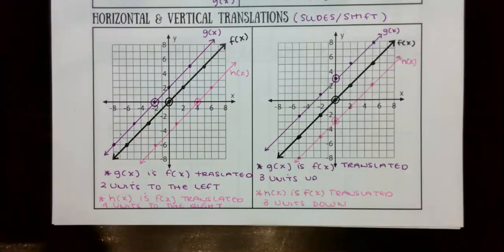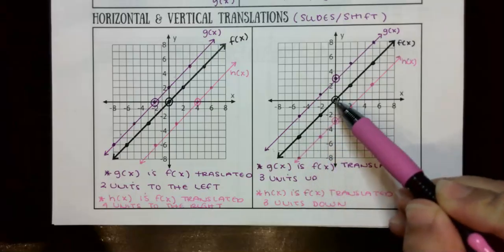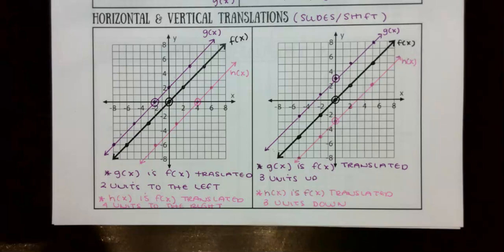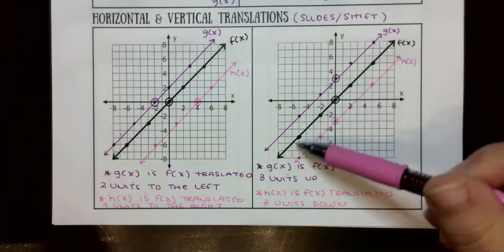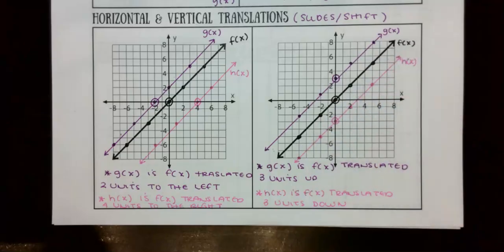Okay. So as you can see, I went ahead and graphed a new line, g of x, that is located 3 units above. So I basically took all these points and counted up 3 units and created a brand new line. I did the same thing with h of x, but instead of going up, I decided to go 3 units down. So from here, I took each one of these points, counted 3 units down, and created a whole new line.